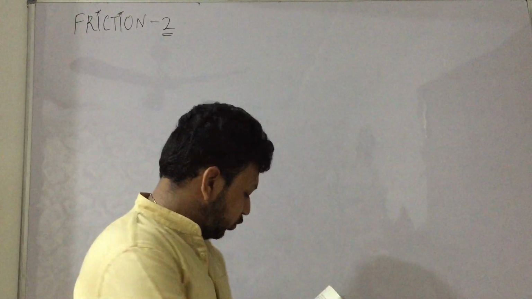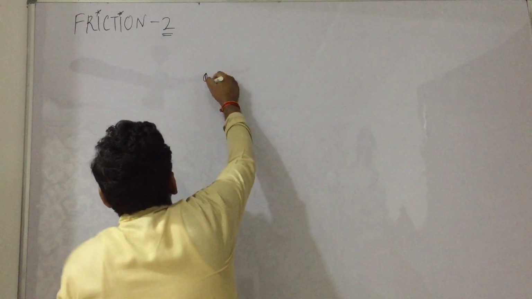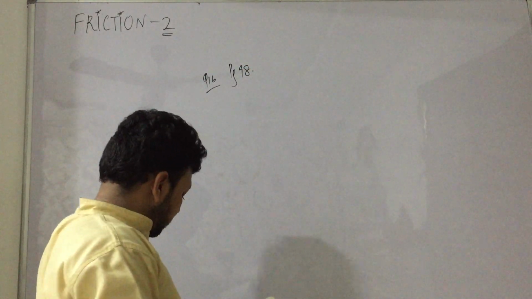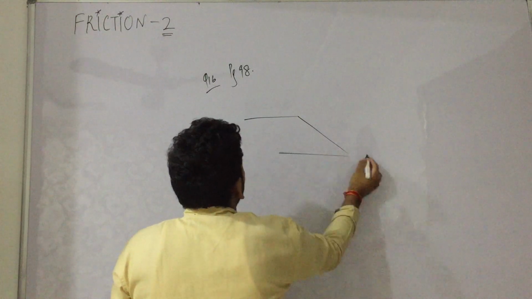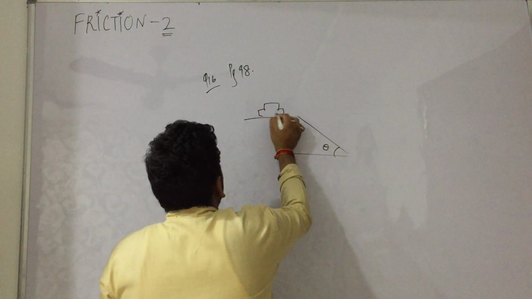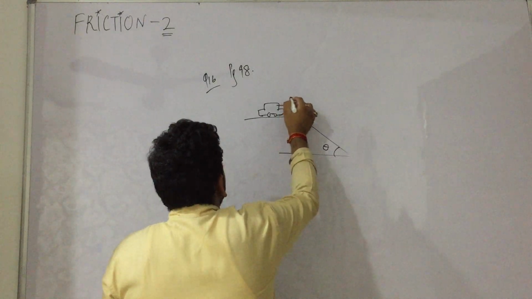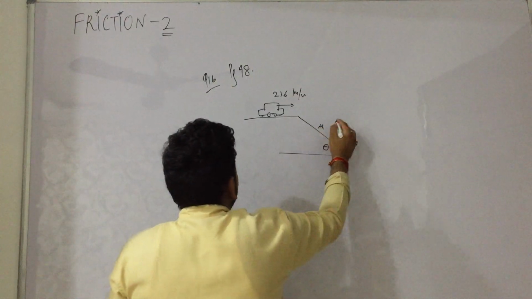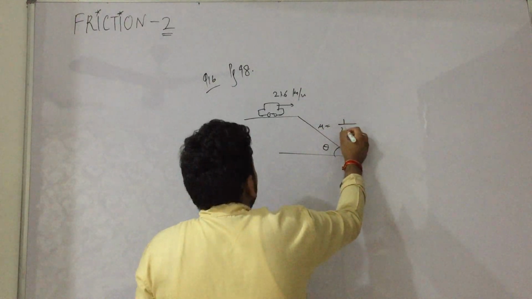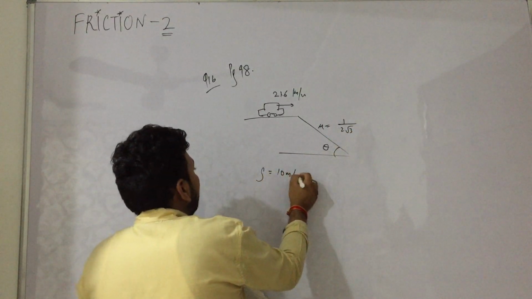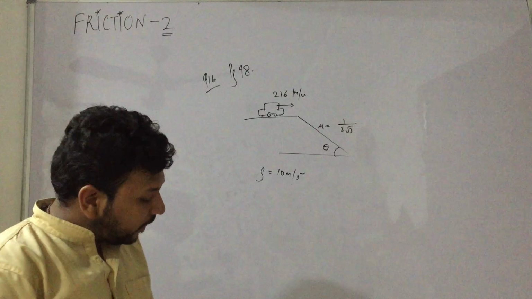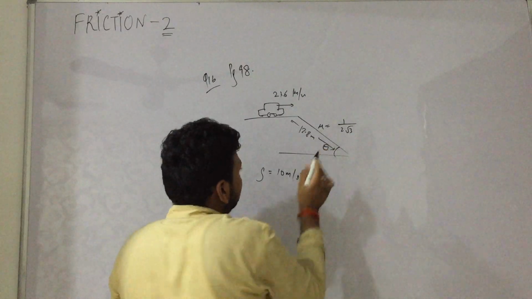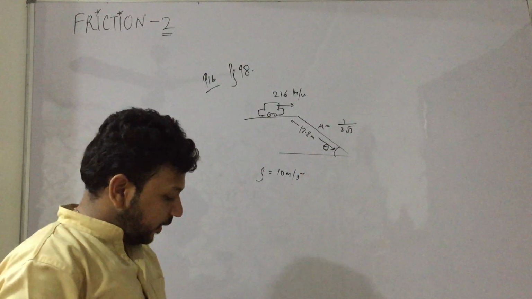Okay, so first question is question number 16 from page number 98. And the question is simple. It goes like this. There is a car and it is coming with some speed, 21.6 kilometer per hour, and there is some friction coefficient 1 by 2 root 3. G is 10 and angle is 30 degree. The length is 12.8 meter. Yeah, so this is the question.